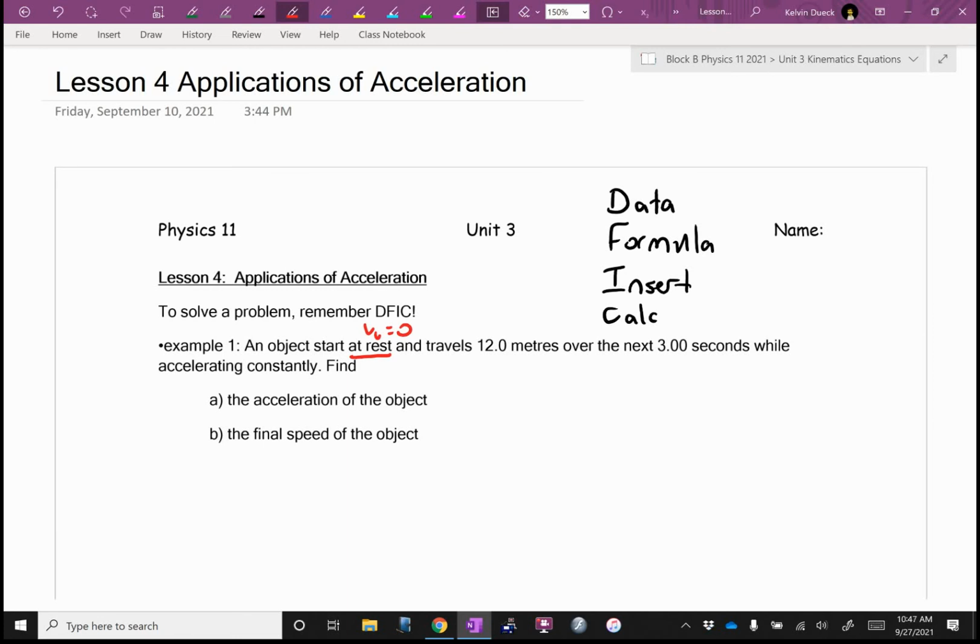Find. Okay, what does part A want me to find? I think it's fairly obvious. This is why I said physics, although it's all word problems, is in many ways easier than math, because you can figure out what they're asking for. So what are they asking me to find? You're right. I'm going to write A equals question mark.